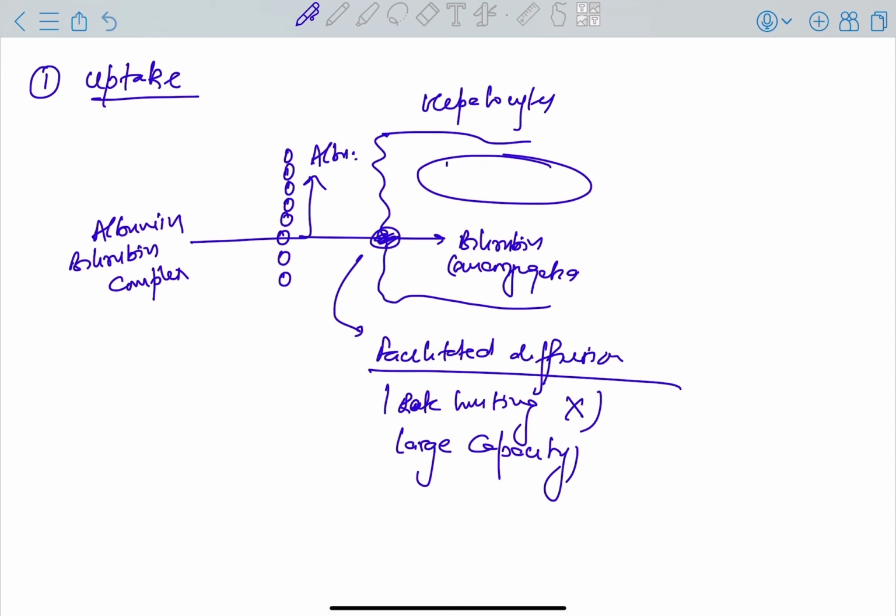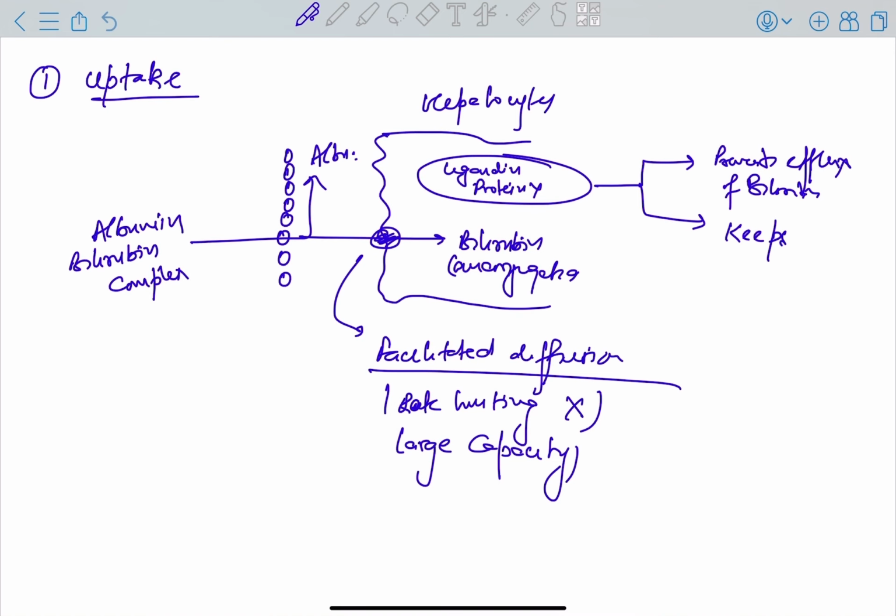Here, the intracellular proteins ligandin and protein Y are present in the hepatocytes, which basically have two roles. It prevents efflux of bilirubin, and the second one is it keeps the bilirubin in a solubilized state. Now, this bilirubin is being taken up by the hepatocytes.